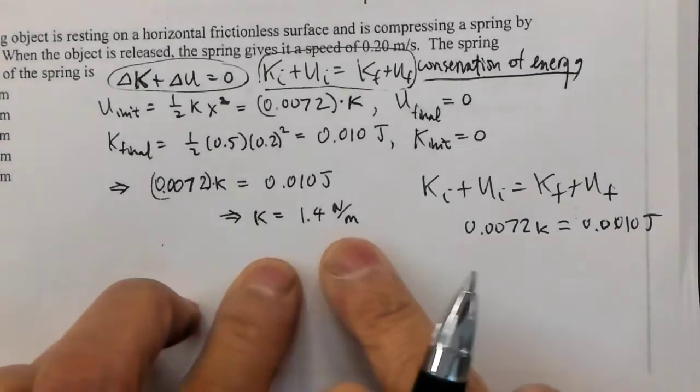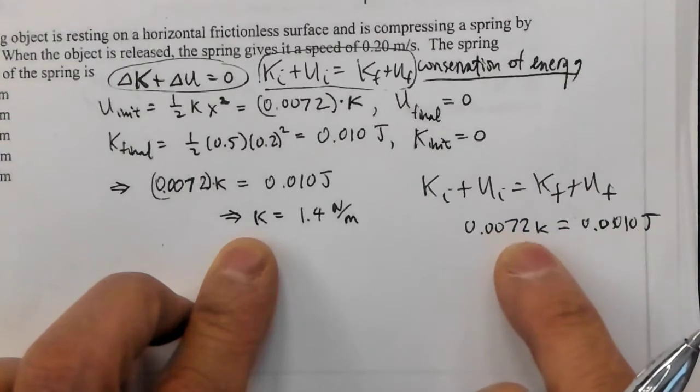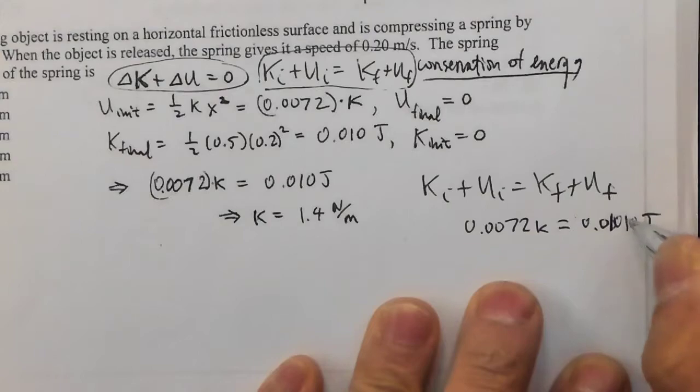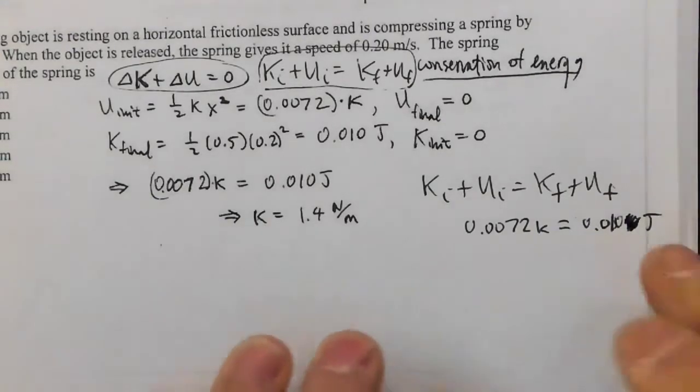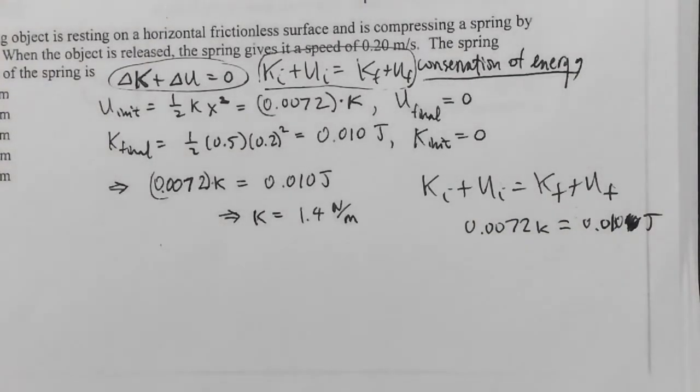And so now I can solve for K. Take 0.010 divided by 0.0072. No, I have too many zeros here. 0.010 divided by 0.0072, and you end up with 1.4 newtons per meter. Okay. Questions? Okay, let's try to find it out.